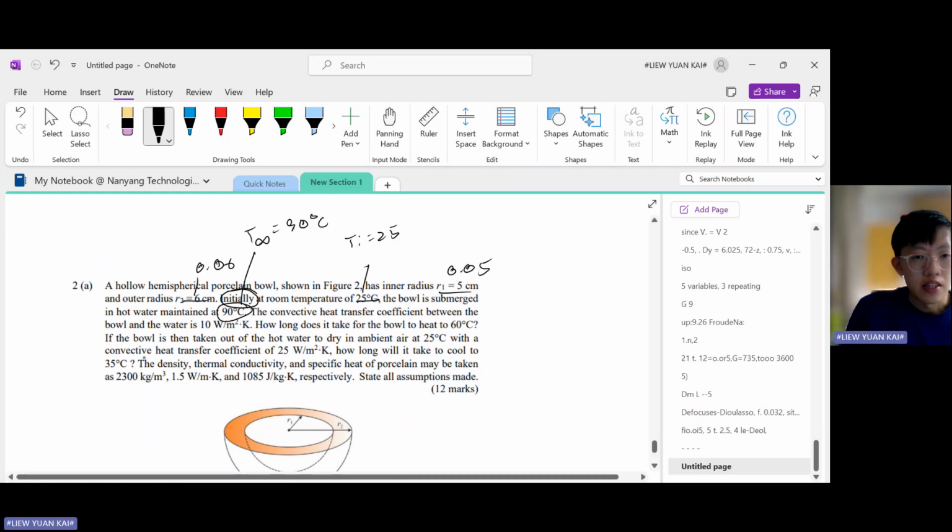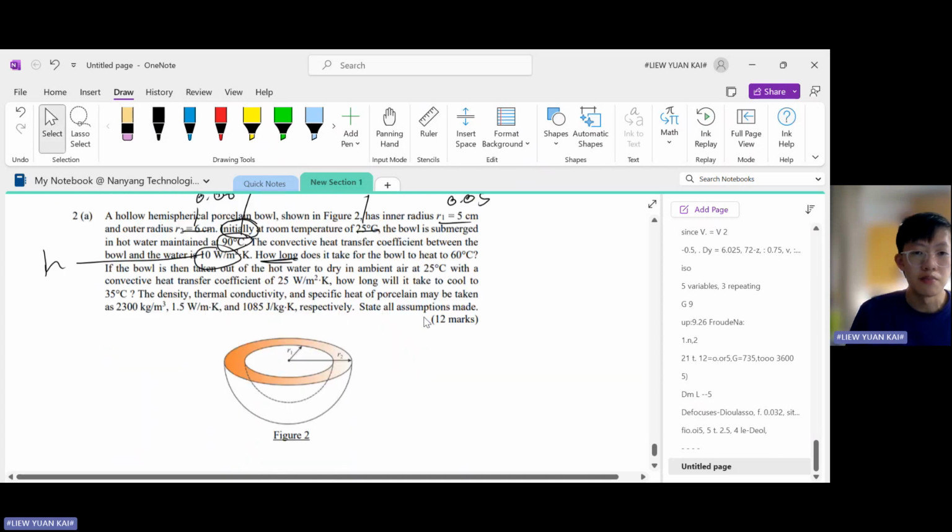The convective heat transfer coefficient refers to your h, so h is equal to 10. How long does it take for the bowl to be heated to 60 degrees Celsius? You know that this is a transient problem, right? Because they ask for how long. Transient problem means a problem that changes with time. In this case, the temperature of the bowl changes with time. And you know it involves time because they're asking for a duration, how many seconds.